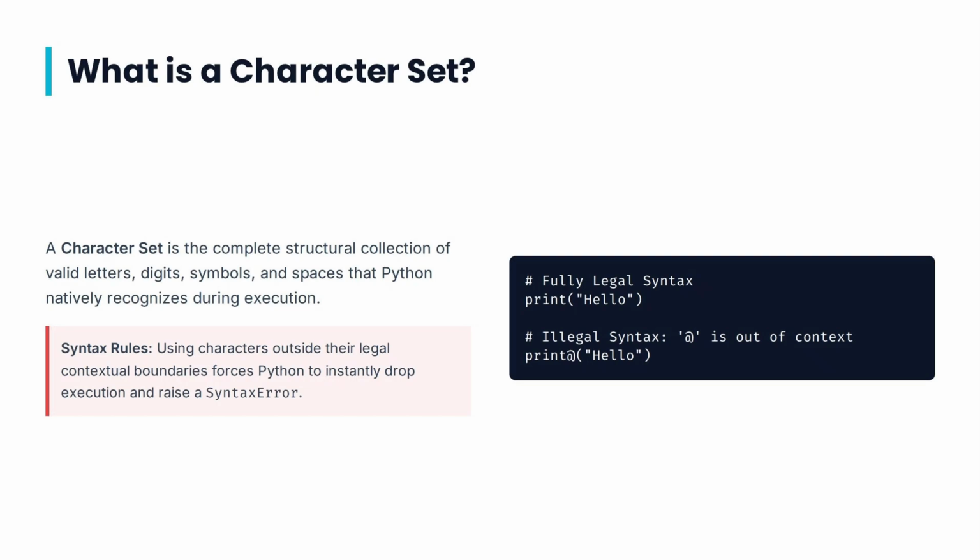Such as there is an example given here. The first one is fully legal syntax. In this, see, we have print hello. Just like we have learned in the previous lecture, it is fully correct. There is no error in this. But when in this example we are writing print, then we are using this character here, then hello. This is an illegal character. This is not in the character set. So it will raise a syntax error.